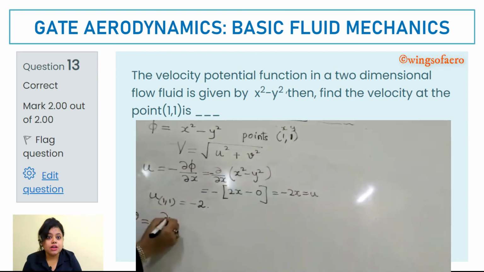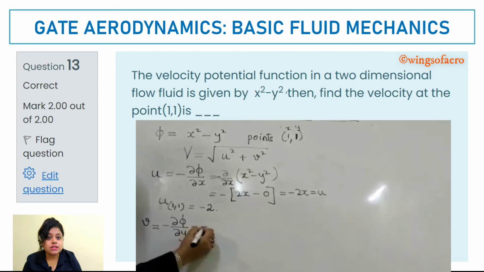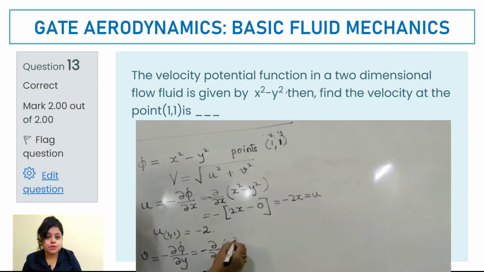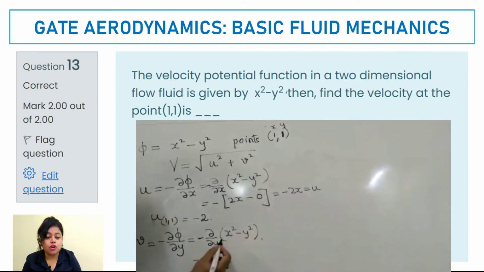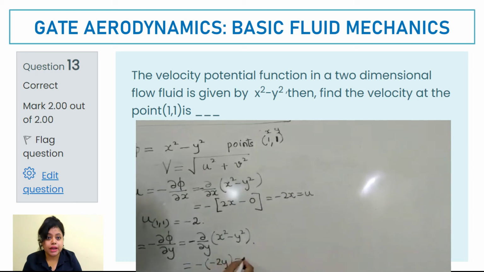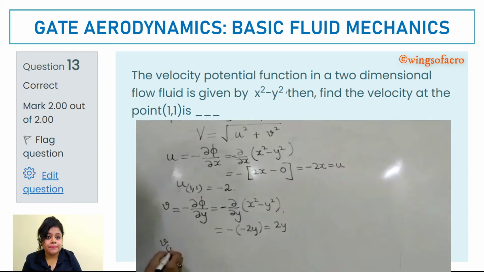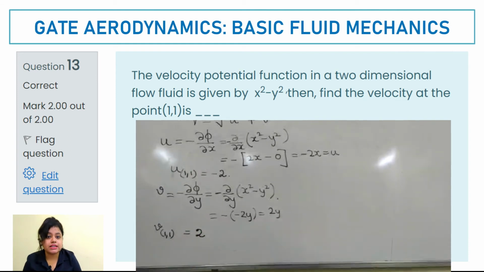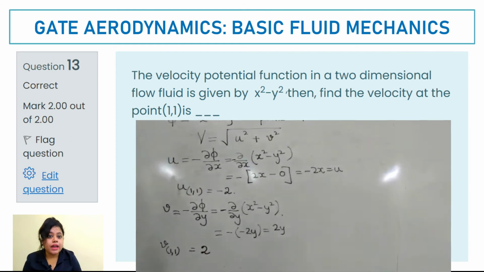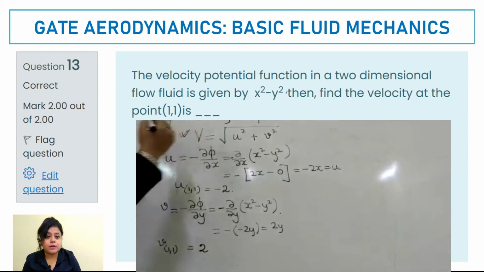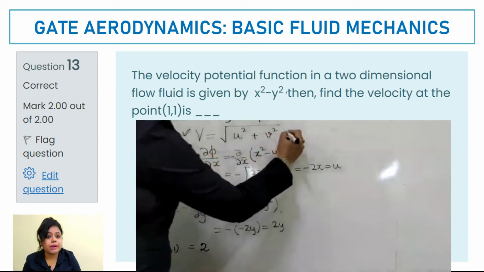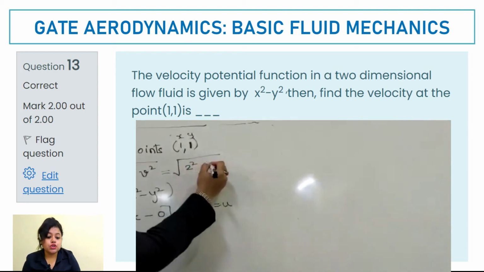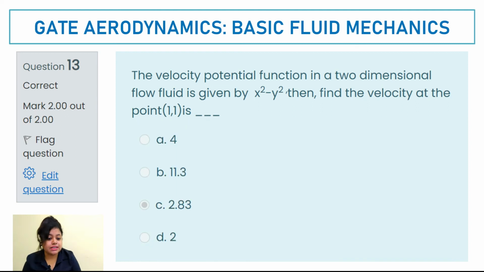Find the v. How can you find the v? Minus ∂phi by ∂y, differentiate that value of phi with respect to y, and you will get the value of v. Now again substitute the point (1, 1), that is x equals 1, y equals 1. And after that substitute in the resultant velocity, root over u square plus v square, and you get 2.83 units. So the right option is C.